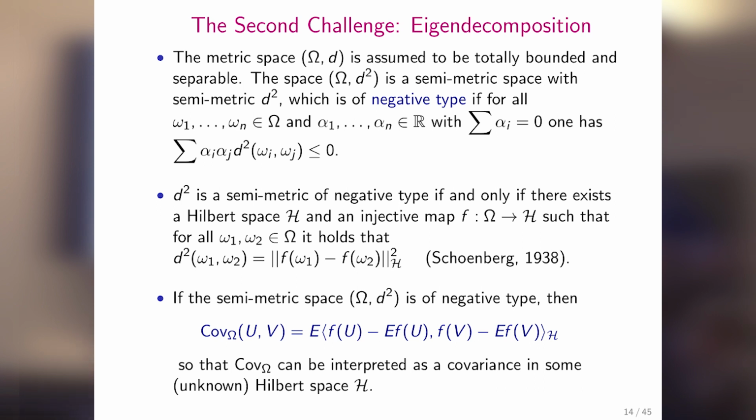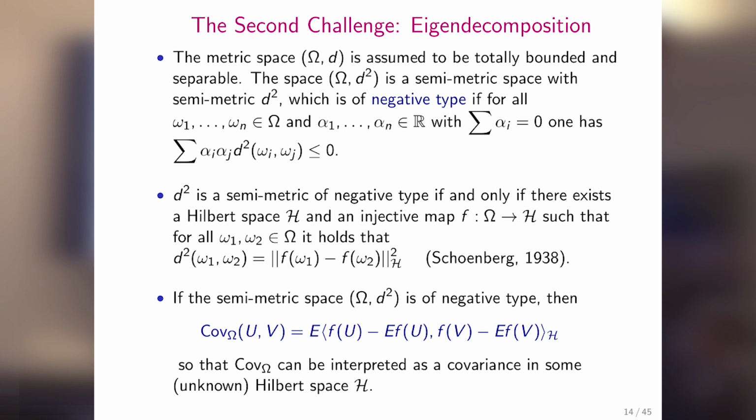Why is this useful? Because if we have a negative type, Schoenberg showed sort of a bit indirectly, but then later exploited by Sejdinovic in a recent paper, that if you have this negative type, then there exists a Hilbert space, even an injective map from your metric space into the Hilbert space such that the distances in your metric space can be expressed equivalently as distances of the mapped objects all squared in the Hilbert space. The Hilbert space, however, is not known. Neither is the map. We don't have this. We only know it exists.